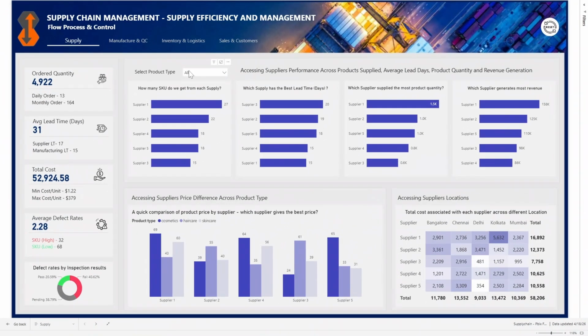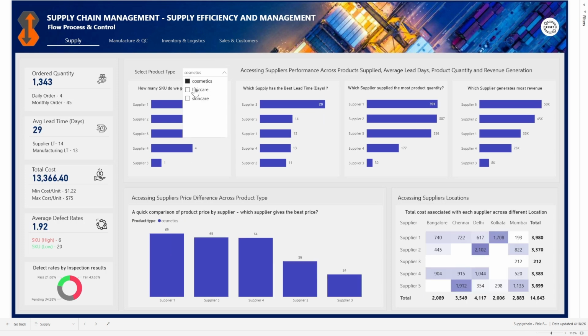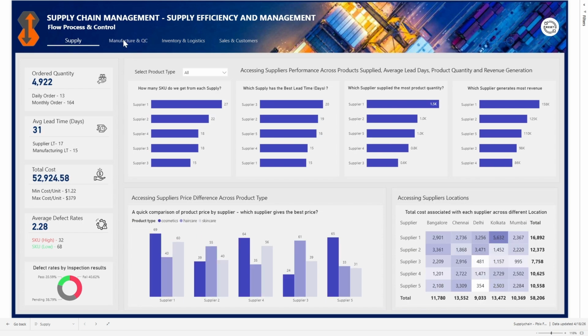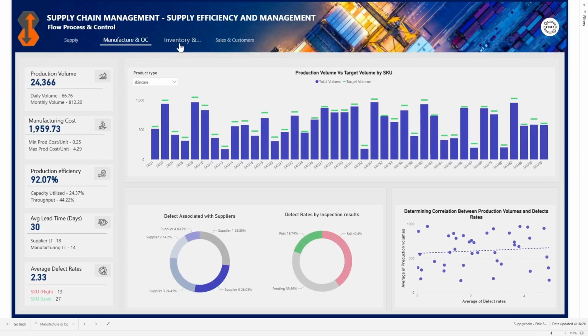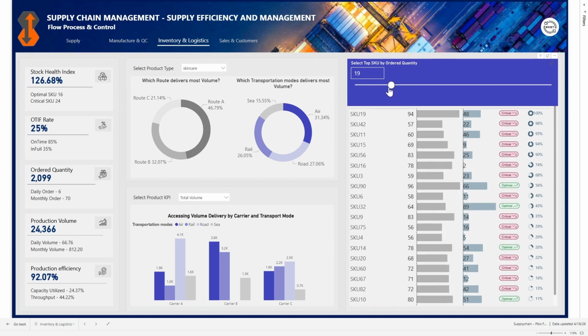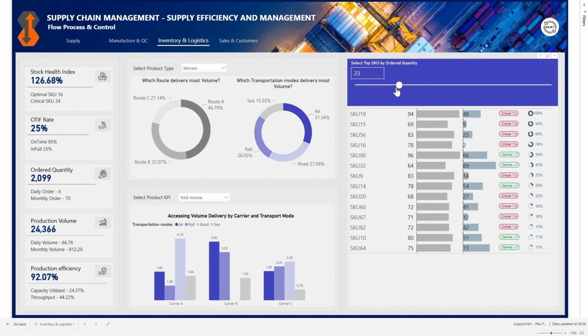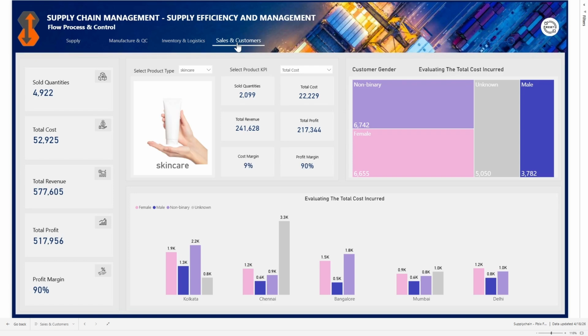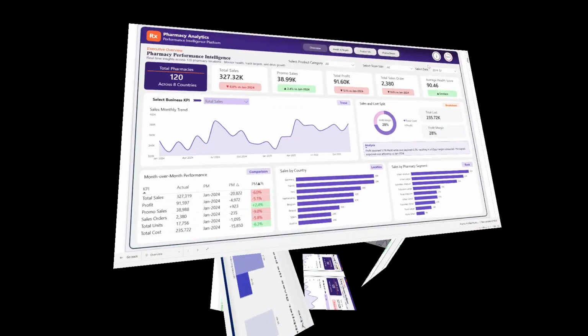Next is the Supply Chain Analytics Report. The Supply Chain Analytics Report looks at the different KPIs in supply chain, lead time, quality control, cost analysis, compares suppliers across products, locations, and defect rates. 4 pages covering supply, manufacturing, inventory and logistics, and sales. There are different filter options by product type to see which supplier gives the best price, fastest delivery, and lowest defect rates. That is the supply chain analytics report.